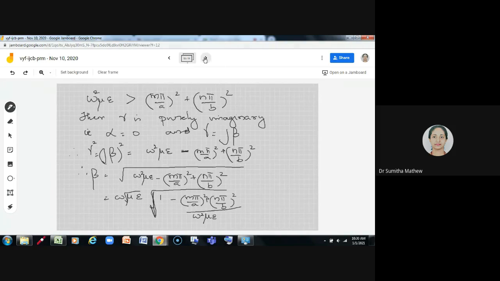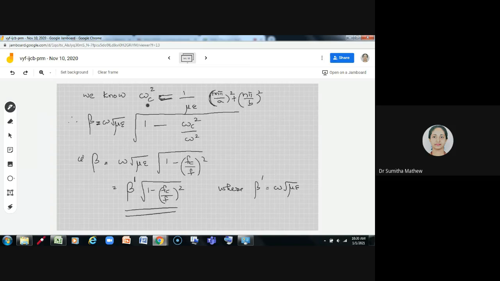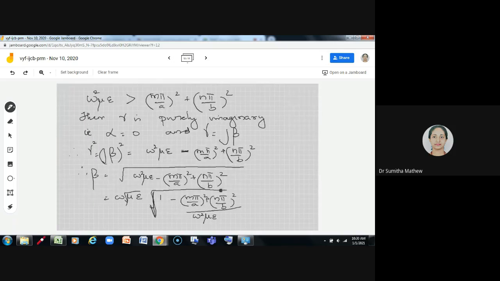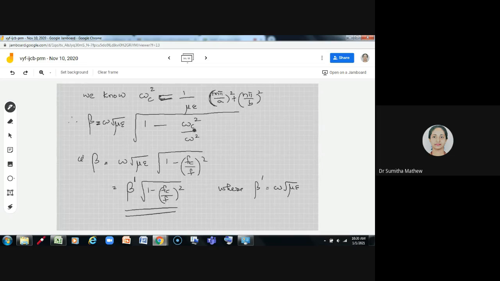So simplifying that, we have already got that c square is equal to 1 by mu epsilon into (m pi by a) whole square plus (n pi by b) whole square. That means you can substitute this quantity, (m pi by a) whole square plus (n pi by b) whole square by mu epsilon. That is the expression for omega c square. We got it from the cutoff frequency definition, which we obtained by equating these two. And now you can substitute omega c square in place of that quantity.